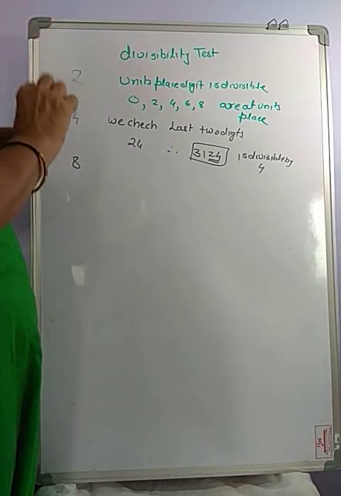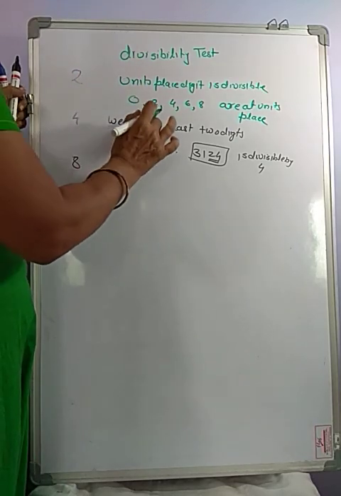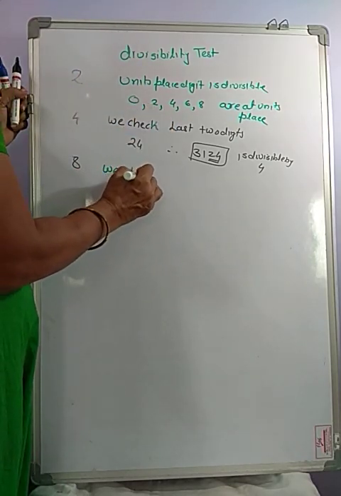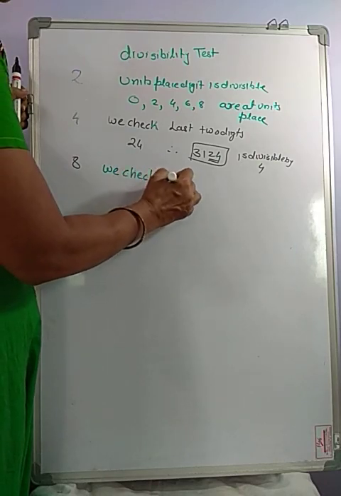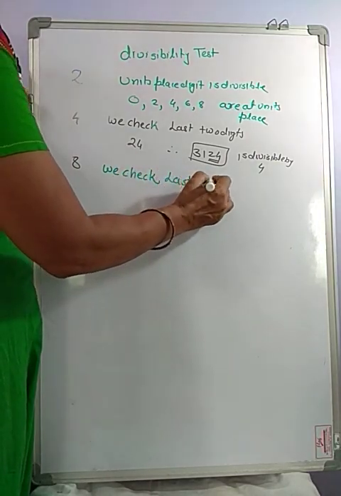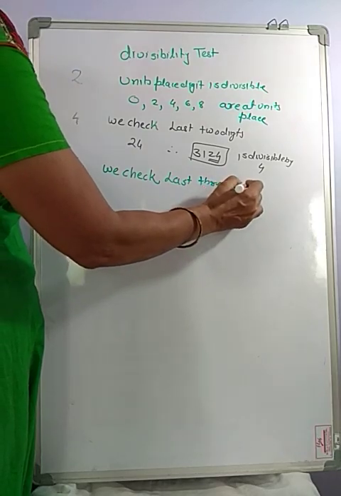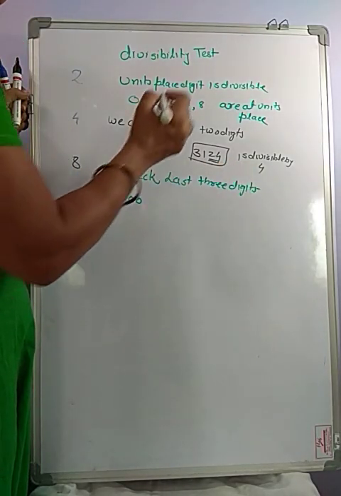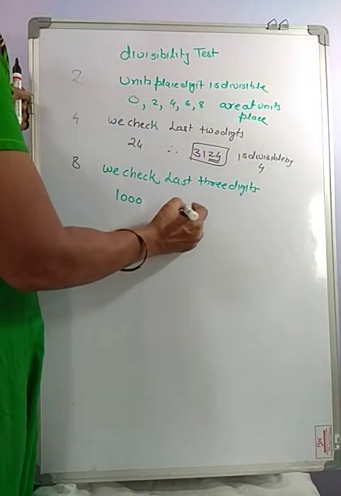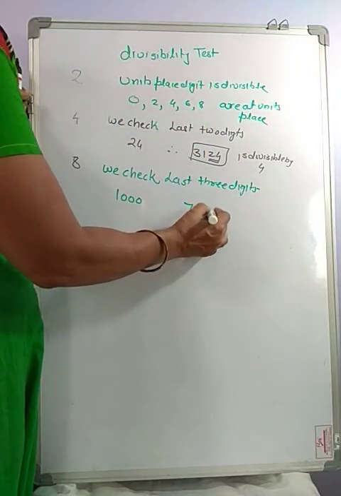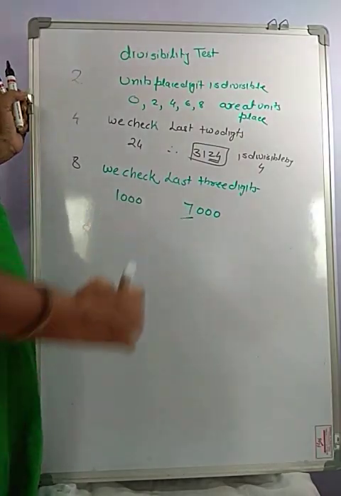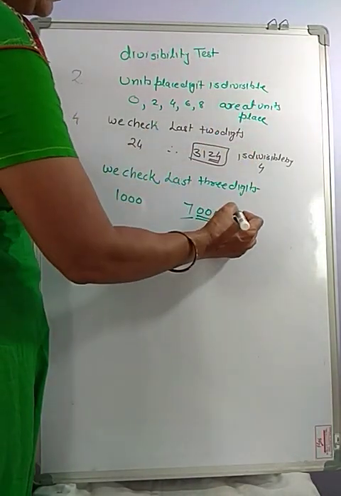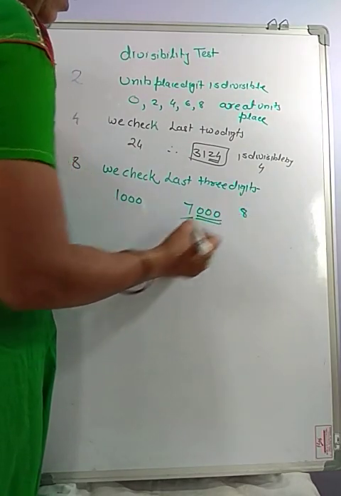For 8, we check the last 3 digits. For example, any 1000 is divisible by 8. If I take 7000, you may think that 7 is not divisible by 8, but there are 3 zeros, so it is divisible. It is certainly divisible by 8.